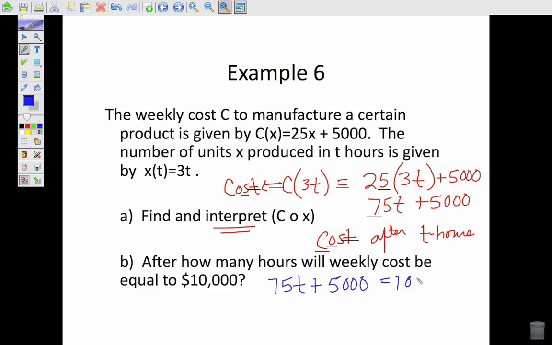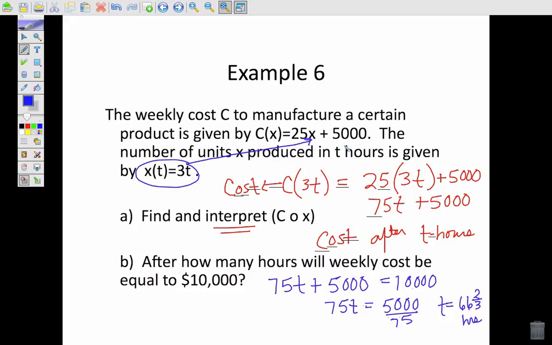When does this equal 10,000? So when does the 75t plus 5,000 equal 10,000? Subtract 5,000, divide by 75, and you get the hours would be equal to 66 2/3. That's how long it would take to cost $10,000.